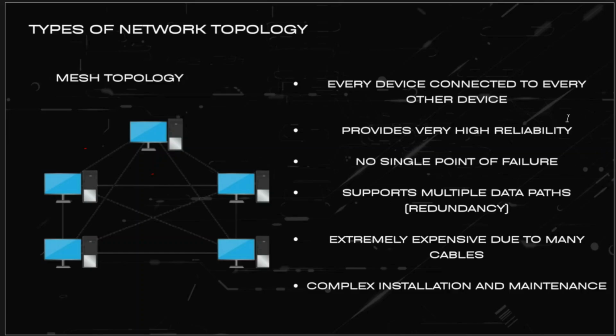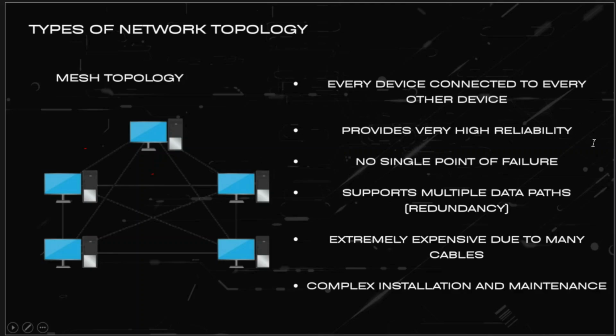So for this real-time example, think of a high-security military communication system for ATC, air traffic control. If a pilot needs to talk to a tower, they don't just have one radio frequency, they have five backups. If one road is blocked, then they take another one.